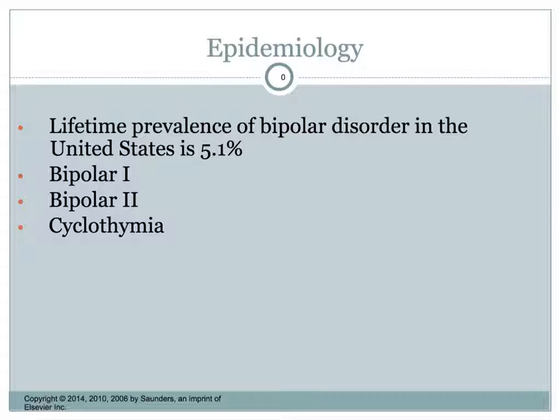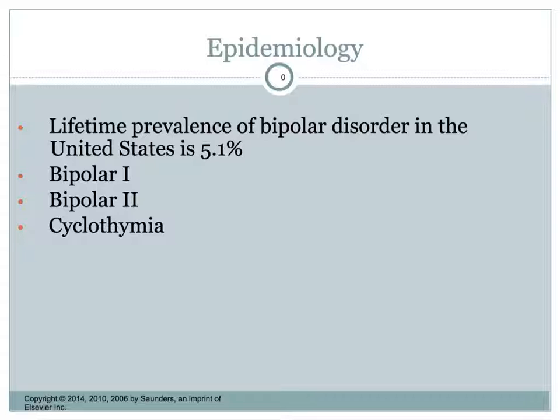Cyclothymia usually begins in adolescence or early adulthood, and they have the alternation of the hypomania and a mild to moderate depressed state. This is usually seen for at least 2 years in an adult and 1 year in a child before they have this diagnosis. Again, lifetime prevalence of bipolar disorder in the United States is 1.5%, or 5.1%.